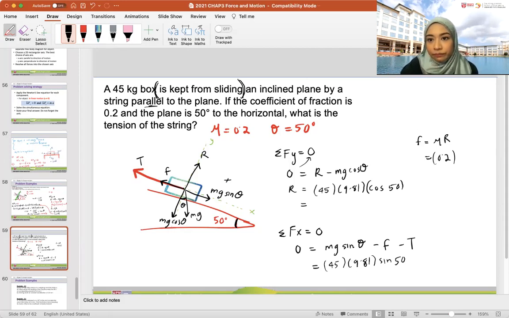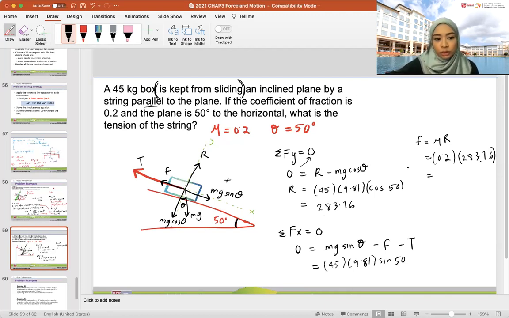Kejap. So it's 283.76. Wah, cemerlang. Okay, thank you so much everyone. So 283.76 Newton is your reaction force. So kita boleh terus masuk kat sini. 283.76. Can someone calculate friction for me please?